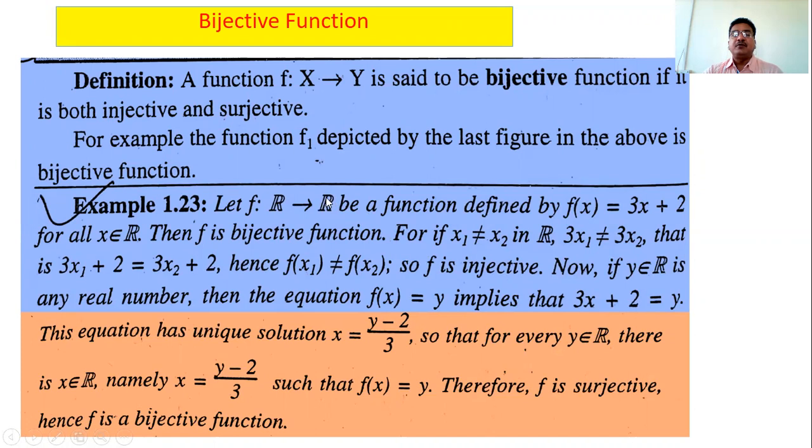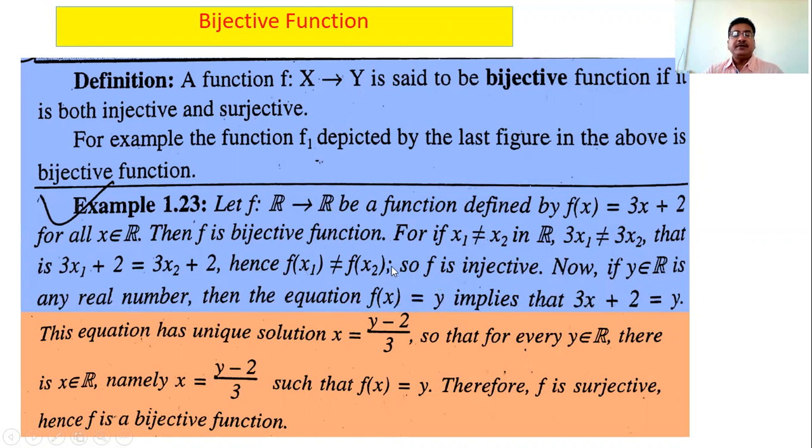Take any element from this codomain: let y belong to R, be any real number, any element of this set R. Now we have to find its pre-image. Suppose x is the pre-image of y. That is, we take the equation f(x) is equal to y. And what is f(x)? 3x. Now we have to find the value of x.